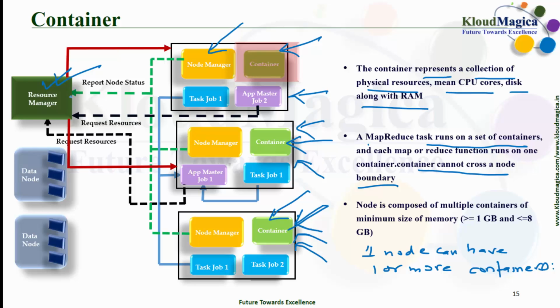Or we can say that every node in the system is considered to be composed of multiple containers of minimum memory size greater than or equal to 1 GB and less than or equal to 8 GB. The application master can request any container as a multiple of the minimum memory size.